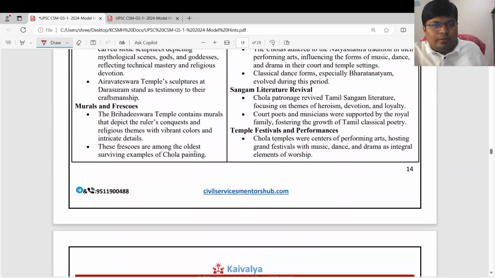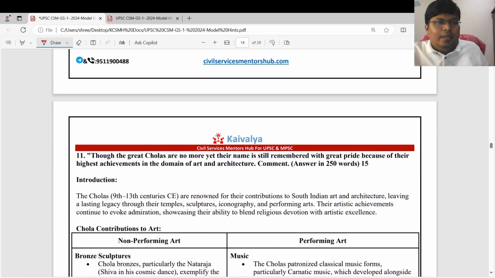So that was the 11th. Now, this question is related to Chola temple architecture. Though the great Cholas are no more, yet their name is still remembered with great pride because of their highest achievement in the domain of art and architecture in South Indian history.